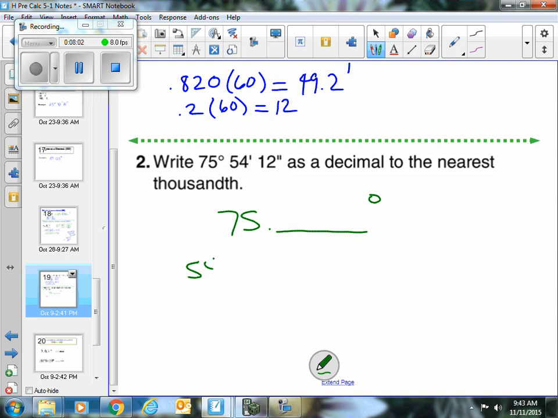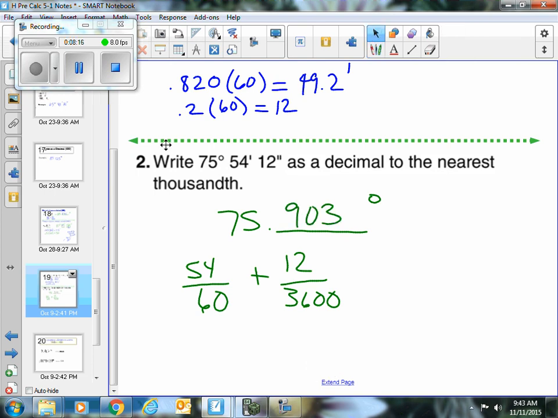So we need to convert 54 minutes into degrees and 12 seconds into degrees. Add those together, get your two decimal parts there, and I came up with 0.903. Again, reasonable for sure. 54 minutes is almost an hour, right? Almost a whole hour, 1. 0.9, pretty darn close to 1. So I think I can be pretty self-assured I did this correctly.